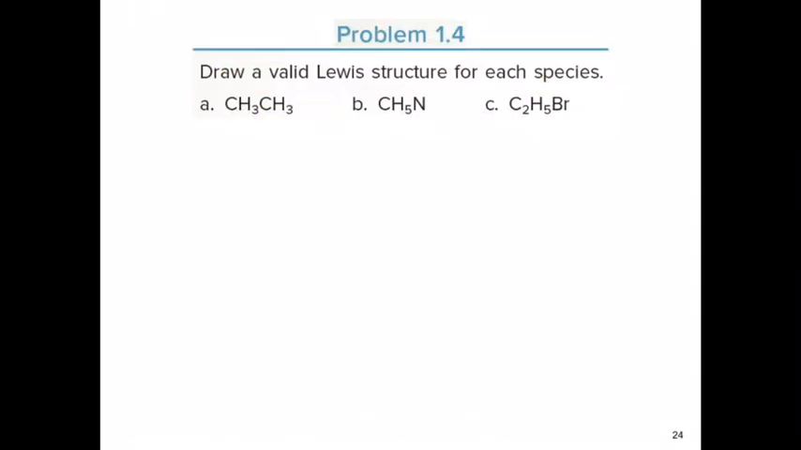So here's problem 1.4. Draw a valid Lewis structure for each compound. The first one here is ethane, CH3CH3. The first thing that you want to do here is to arrange the atoms, the elements. So we're going to have the central atom and the terminal atoms. And we know that hydrogens are always the terminal atoms. So we have carbon as the central atoms, and then we're going to surround them with the terminal atoms.